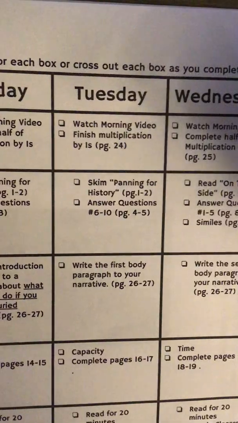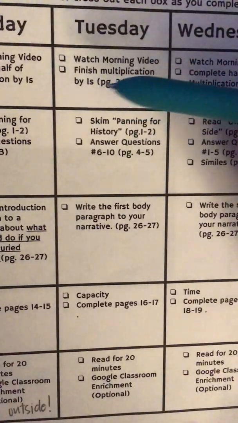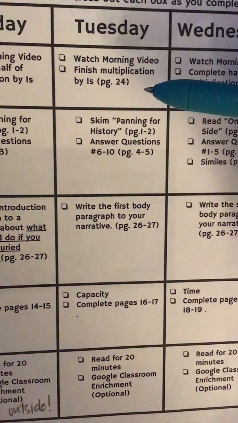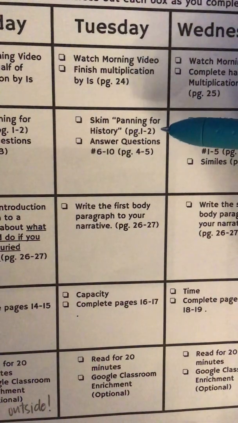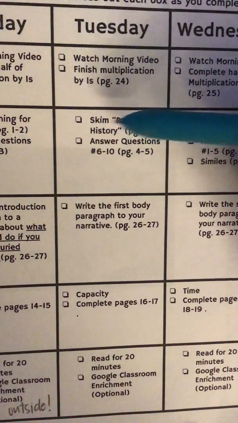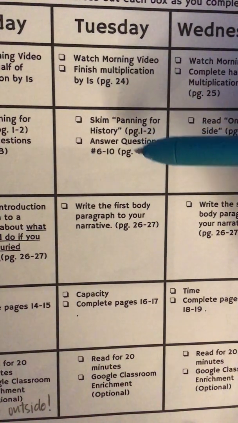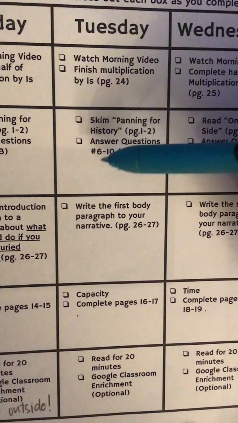So obviously watch the morning video. You're going to finish the multiplication by ones page. Yesterday you should have done 50, today you'll do the other 50. Then for reading / ELA, you're going to re-skim the Panning for History story that you read yesterday, and then finish answering the questions. So that'll be number 6 through 10.